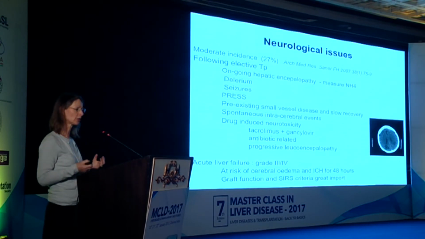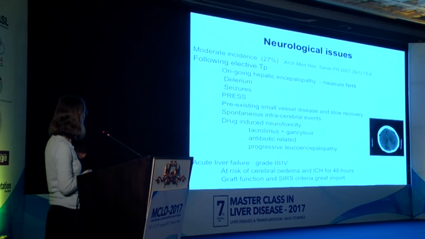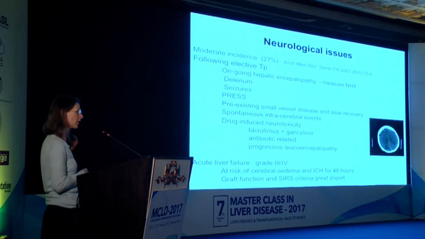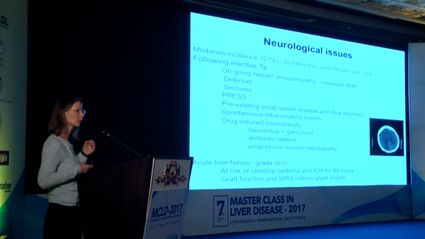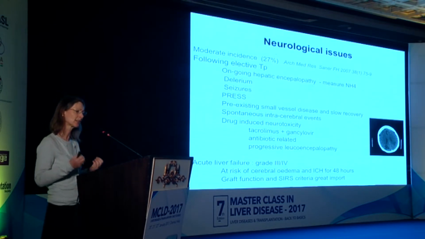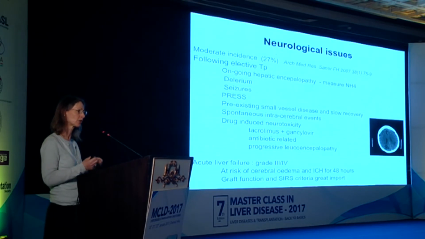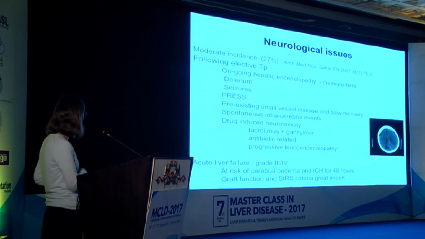So what are the neurological issues which might cause us concern in the peri-transplant and post-transplant period? Well, certainly ongoing encephalopathy, perhaps related to graft function, delirium, seizures. PRES syndrome should always be considered. It is an underdiagnosed syndrome. Pre-existing small vessel disease and intracerebral events. And something we sometimes forget is the toxicity of the drugs that we give to the brain, particularly in terms of some of the antivirals and the tacrolimus agents, as well as antibiotics.